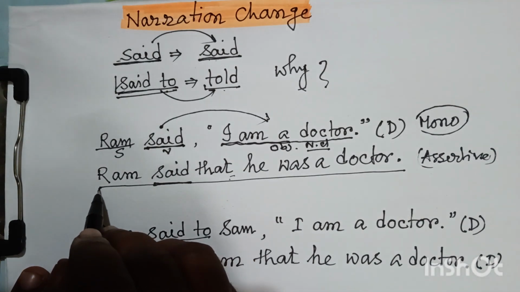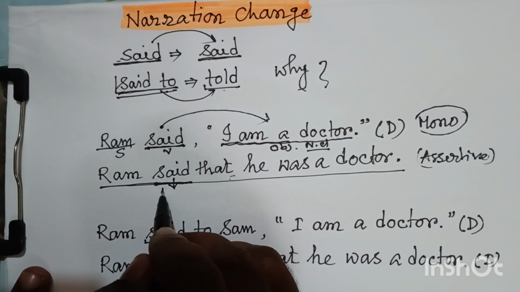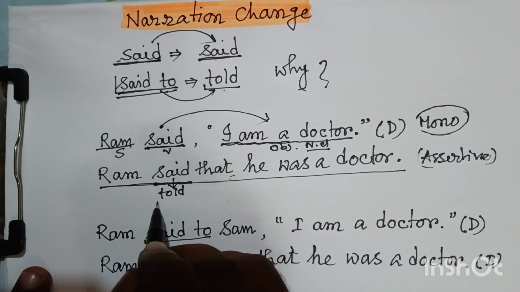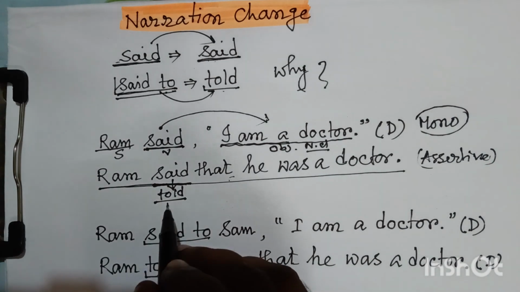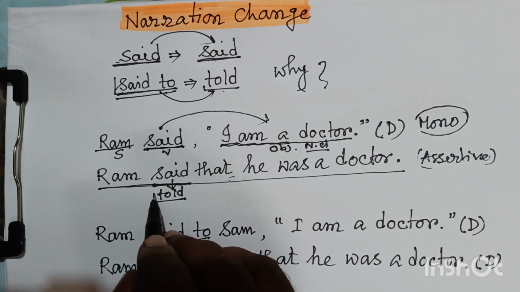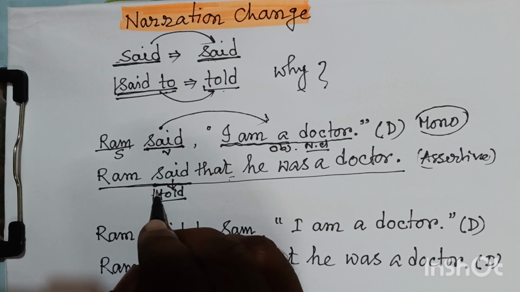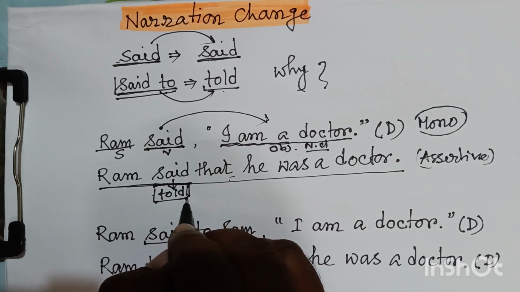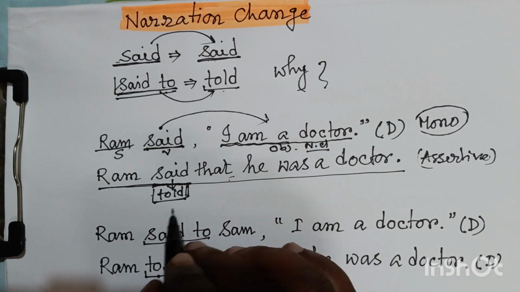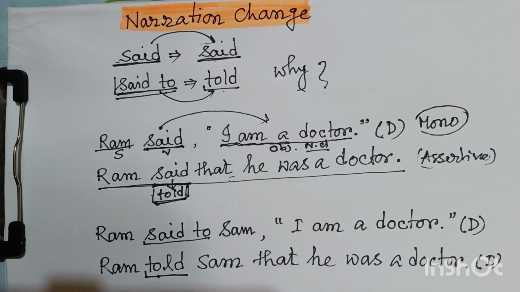Here in indirect speech, we cannot write down told here. Told is basically a ditransitive verb, but it can be used as a monotransitive verb. But in narration change, we use it as ditransitive. We can write down the verb told as monotransitive. But in narration change, normally we use this term as a ditransitive verb.